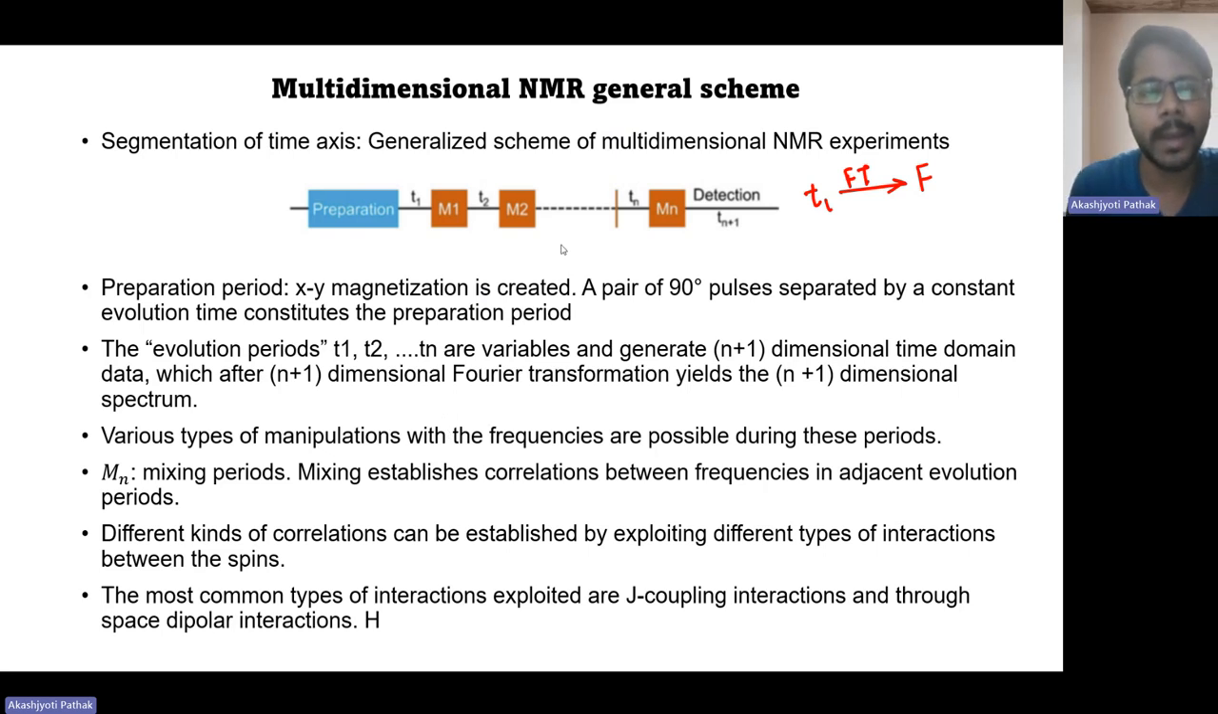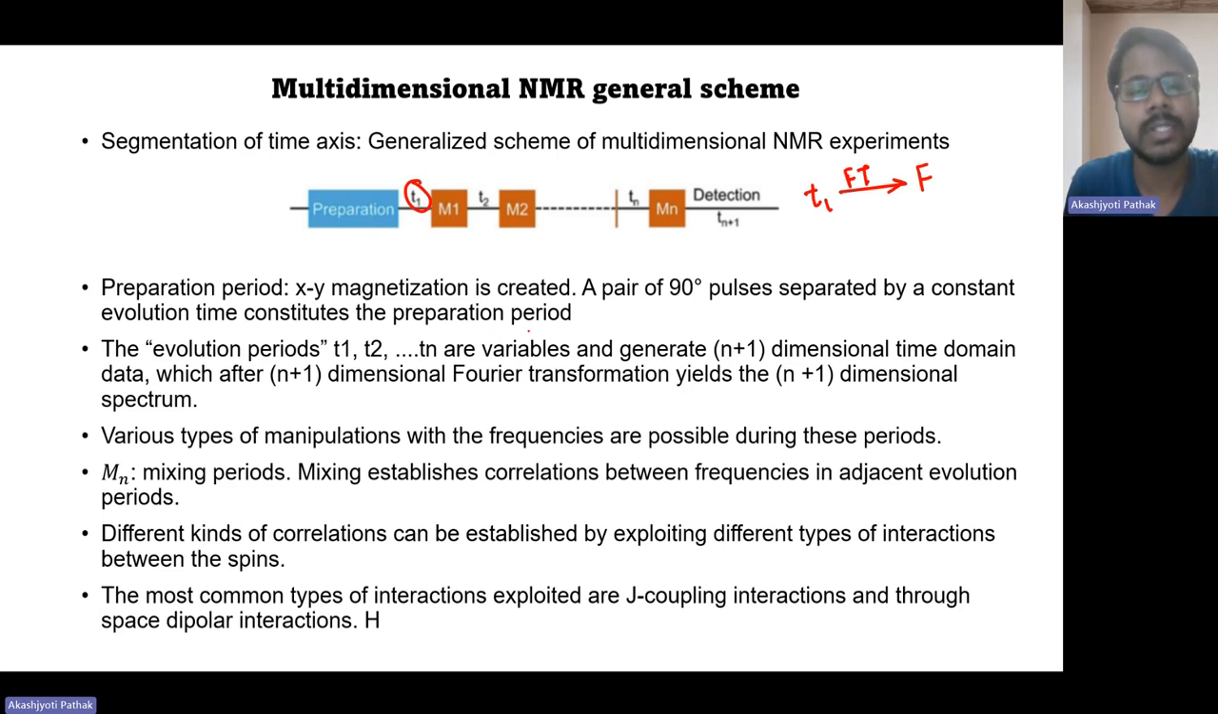And these M1, M2, Mn are called the mixing periods. The mixing period establishes correlations between frequencies in adjacent evolution periods. So what is the correlation between the frequencies in these adjacent evolution periods? After an evolution period T1 is applied, a mixing period is applied. And in this mixing period, what is happening? The mixing period helps establish correlation between frequencies in adjacent evolution periods.